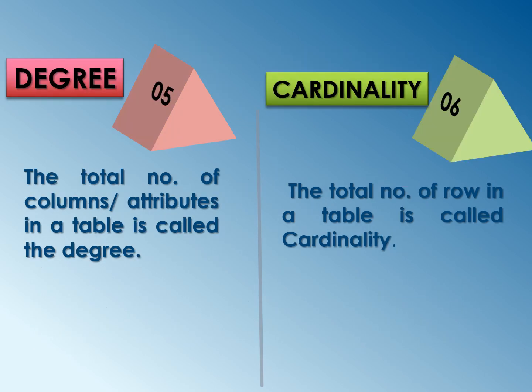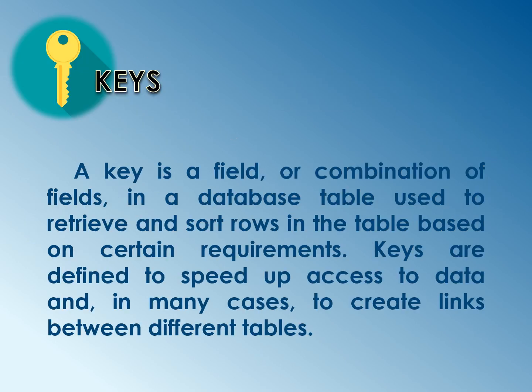Now let's talk about degree and cardinality. Degree refers to the total number of columns, or you can say the total number of attributes in a table. That's called the degree of the table. Cardinality refers to the total number of rows in a table. Students, please remember this. This is very important and it's asked very often in the CBSE question papers.